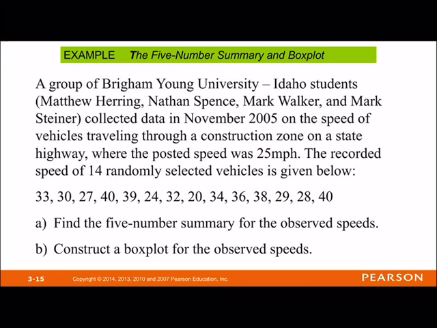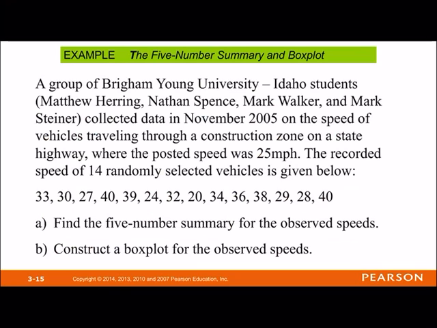A group of Brigham Young University, Idaho students collected data in November of 2005 on the speed of vehicles traveling through a construction zone on a state highway where the posted speed was 25 miles per hour. The recorded speed of 14 randomly selected vehicles is given below. So we have the 14 speeds there, and we want to find the 5-number summary for the observed speeds, and then we want to construct a box plot for those observed speeds.